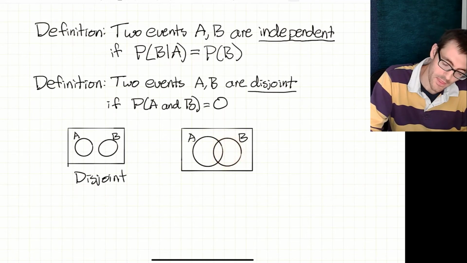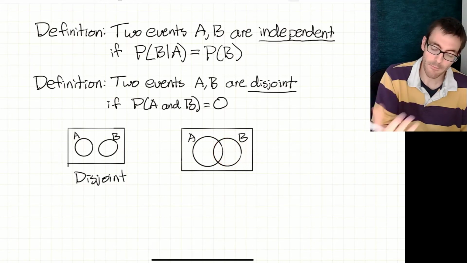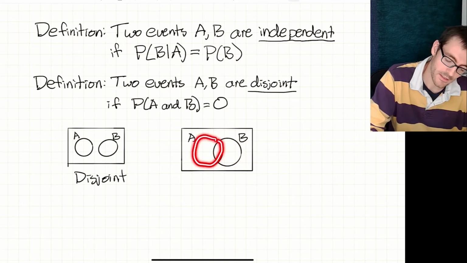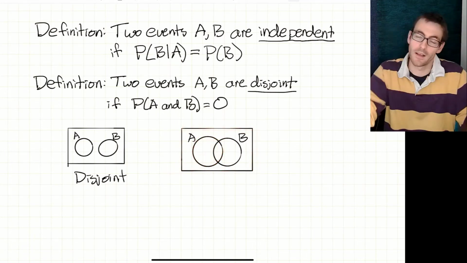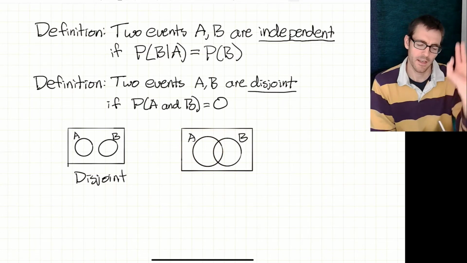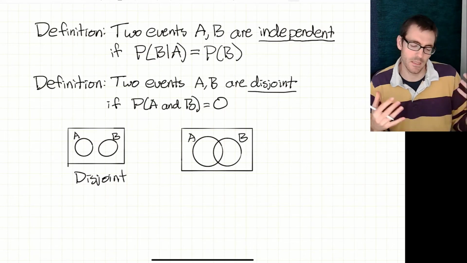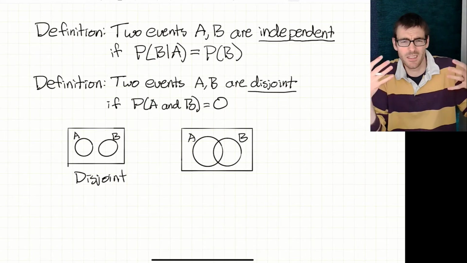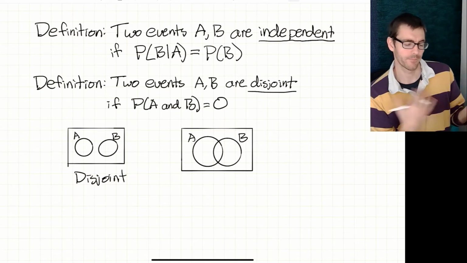So in other words, this proportion, this part over the whole part, the whole B, is the same fraction as this part over the entire possibility, over 1. Anyway, the main distinction: disjoint means that they can't possibly both happen. Independent means one of them happening doesn't affect our probabilities of the other one occurring.